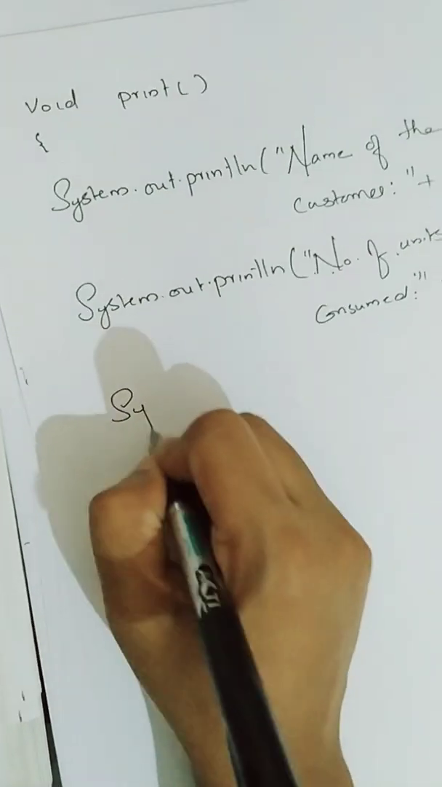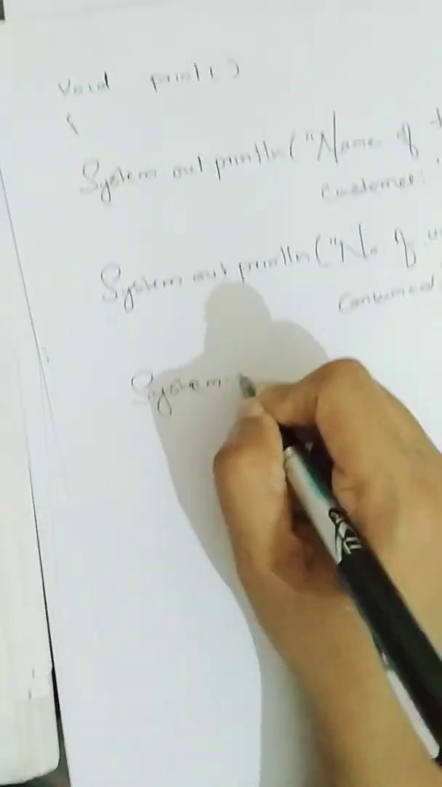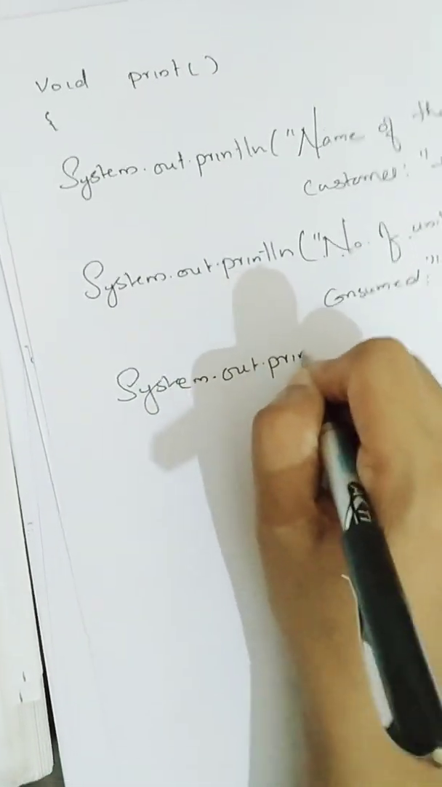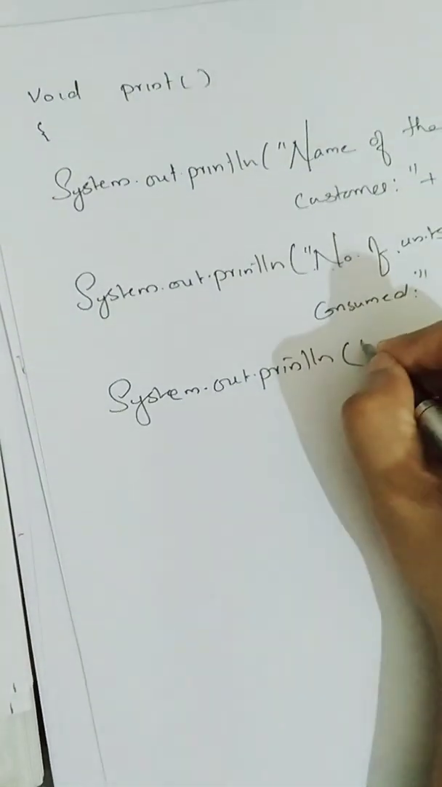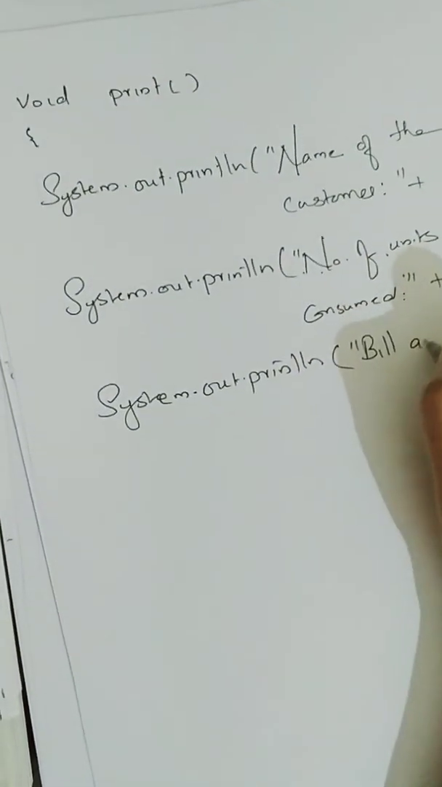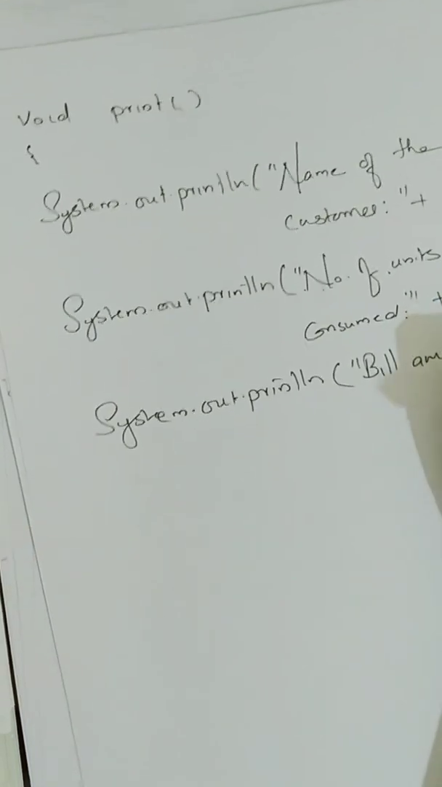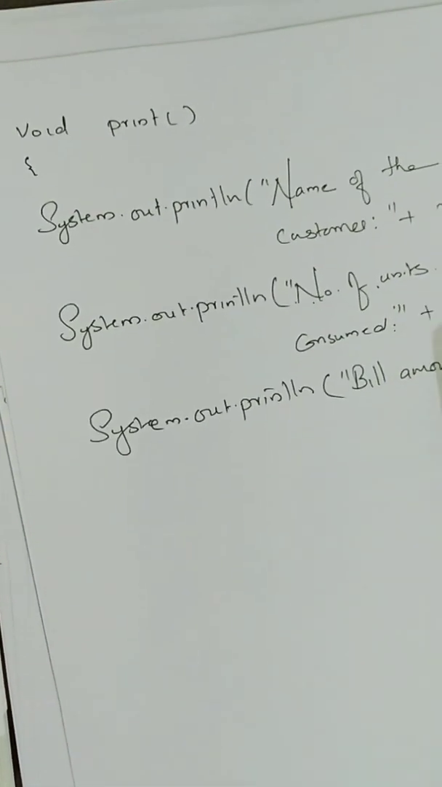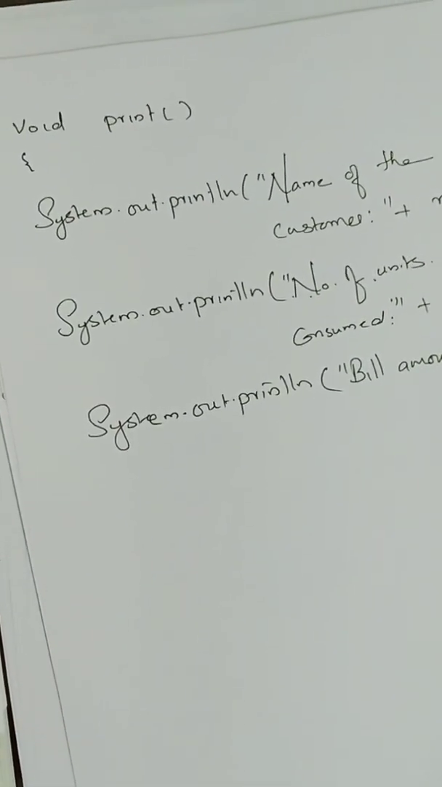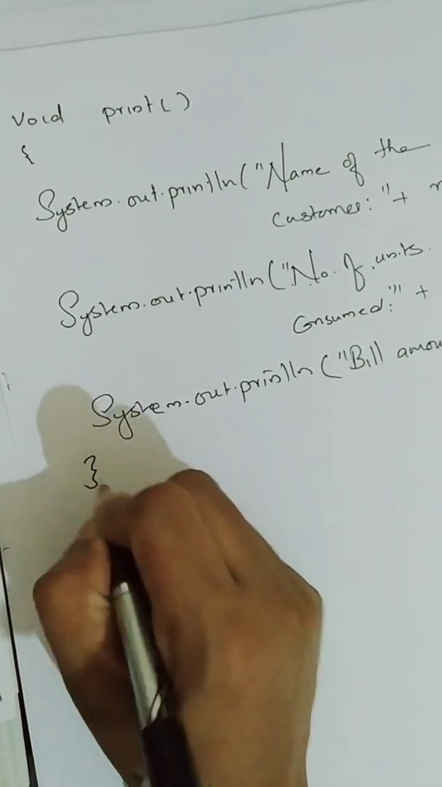Now your bill amount, system dot out dot println bill amount plus your bill. Okay, this method is closed.